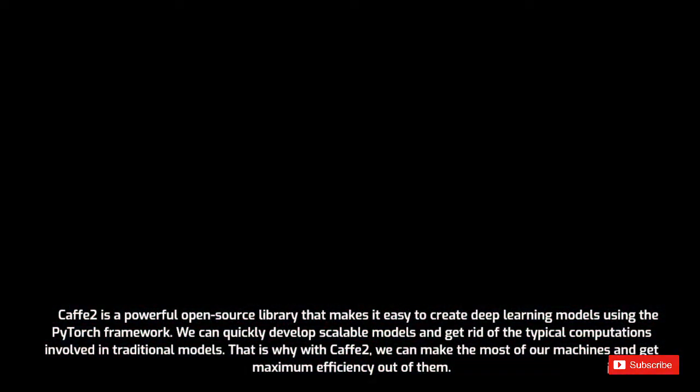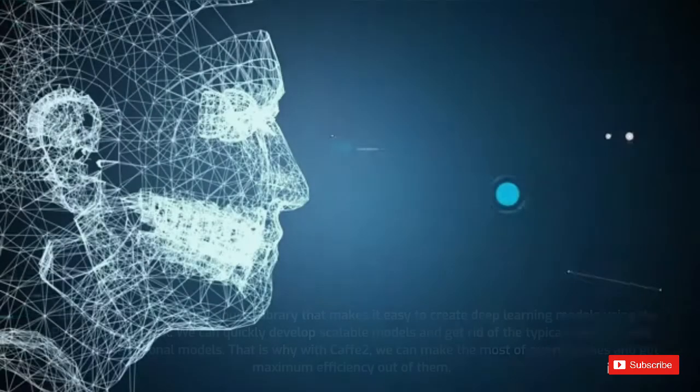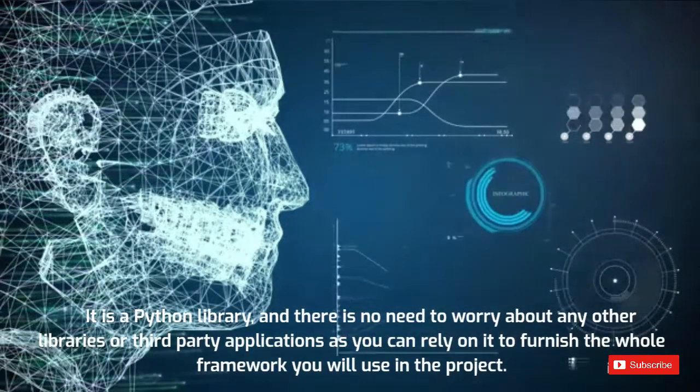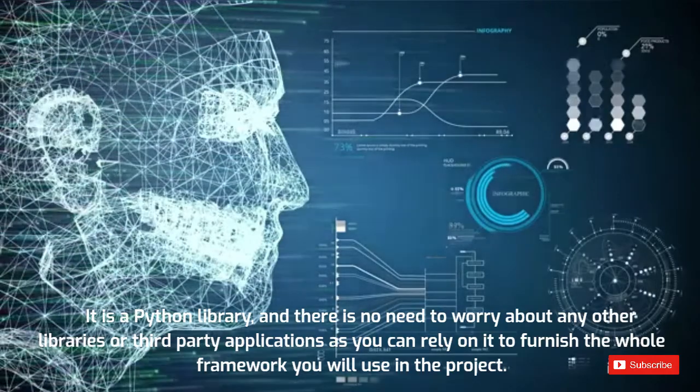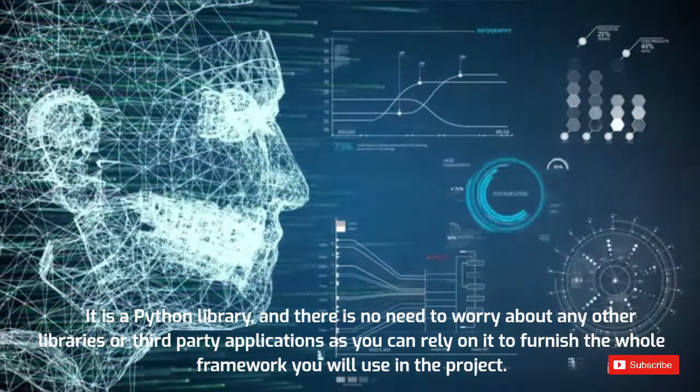We can quickly develop scalable models and get rid of the typical computations involved in traditional models. That is why with Caffe2, we can make the most of our machines and get maximum efficiency out of them. It is a Python library, and there is no need to worry about any other libraries or third-party applications as you can rely on it to furnish the whole framework you will use in the project.